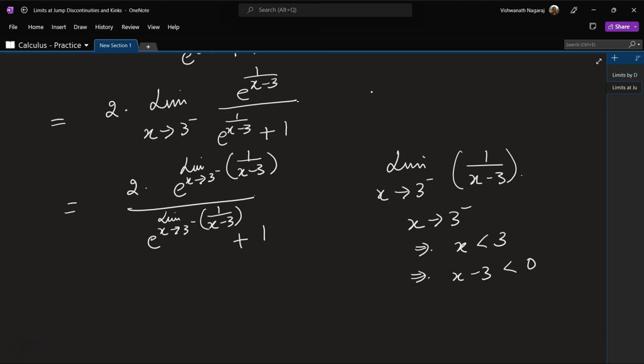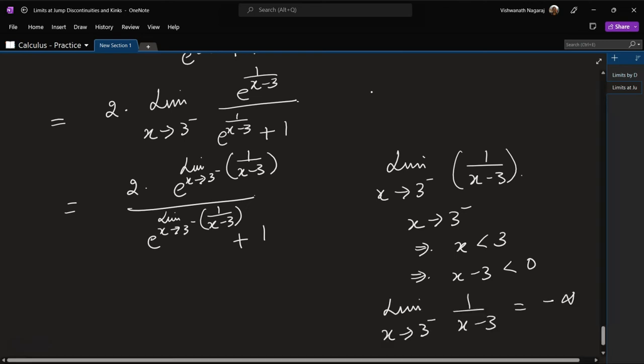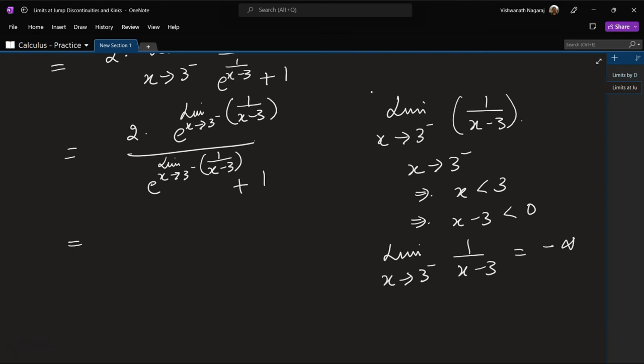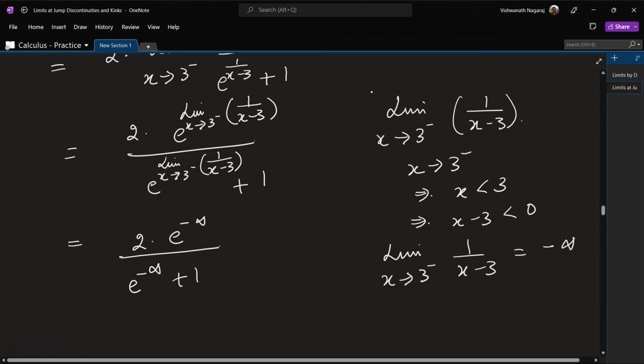But the important thing here is that as x becomes smaller and smaller, sorry, the denominator becomes smaller and smaller. What happens? 1 by that very small denominator makes this limit go to minus infinity. Minus because it is less than 0, and it goes to infinity. So our statement here will become 2 times e to the power of minus infinity divided by e to the power of minus infinity plus 1, right?